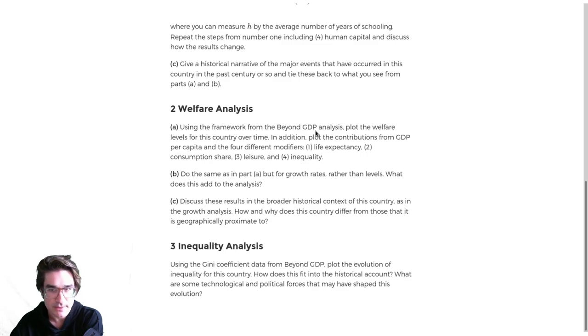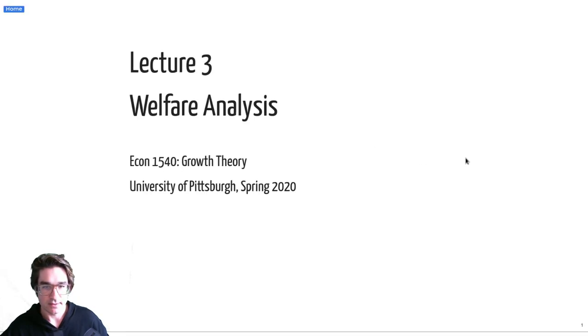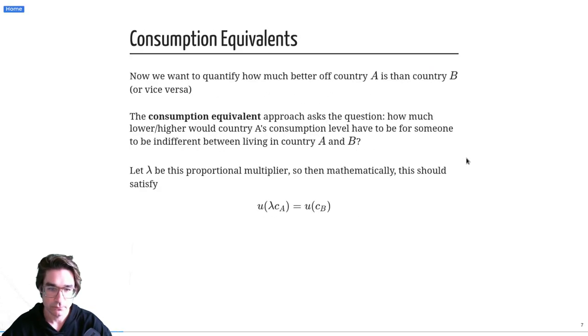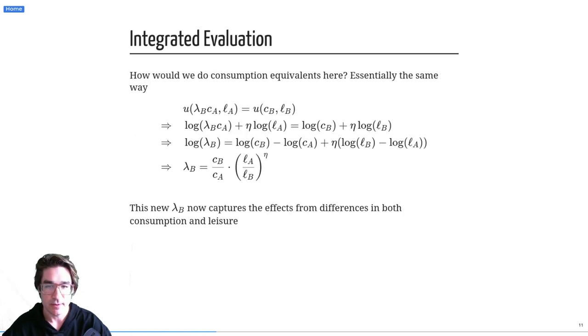You can generate some of what Jones has from the Penn World Tables data. If you head over here, go back to the website and go to our slides, welfare analysis, reference the slides. Remember we derived all this stuff where you can get these welfare numbers. Remember we added in leisure, and calculated that welfare metric.